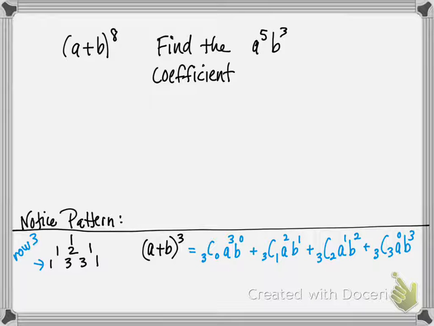So we have (a + b) to the 8th power, and we're supposed to find the number in the very front of the a to the 5th, b to the 3rd term. So we're going to do that by noticing a pattern.